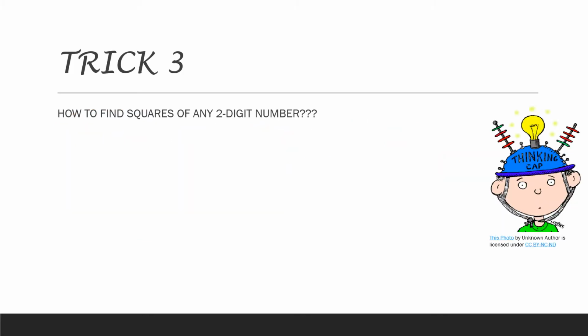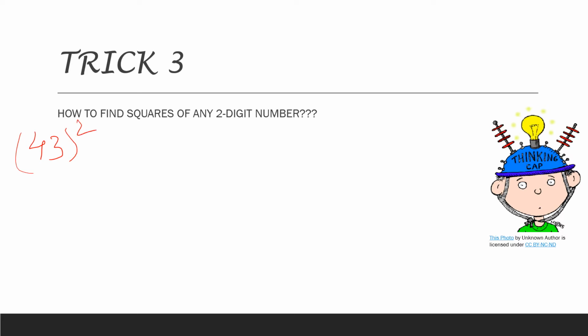How to find the squares of any two-digit number. Normally we just use the multiplication method, but now I'll be teaching you a different way to solve the squares of any two-digit number. Let's take the number 43, the square of 43.